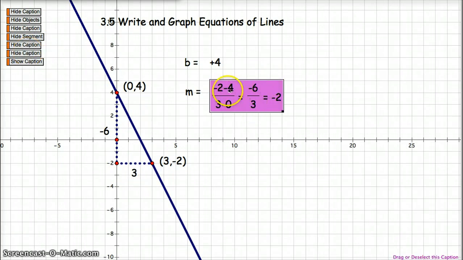Now you could have, and this is the example I'm showing you here, taken these ordered pairs and plugged them into the slope formula. However, I just find it easier when you're given a graph just to go ahead and count your slope. Count down 6 over 3.